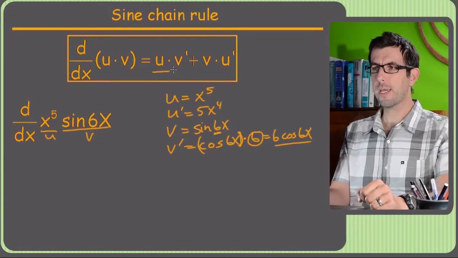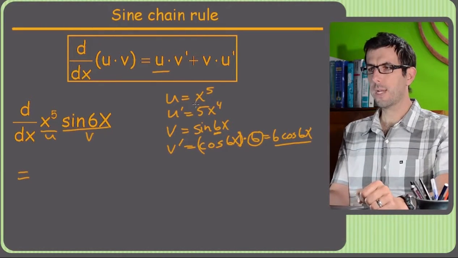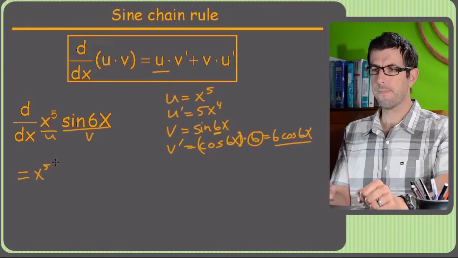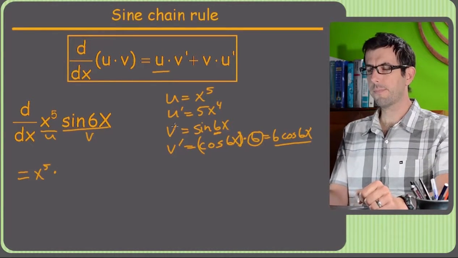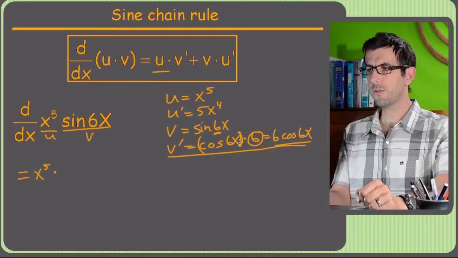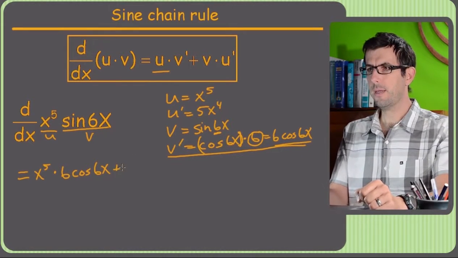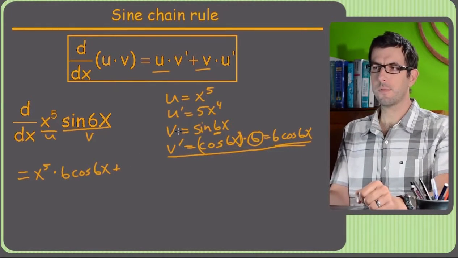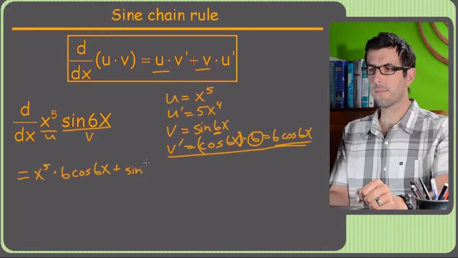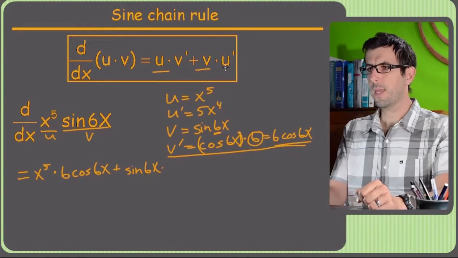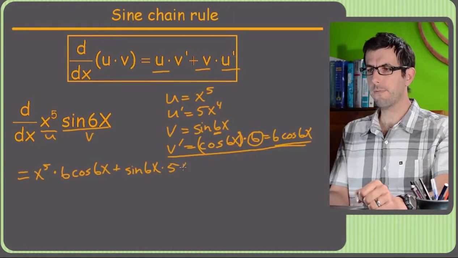All right, so once again, just plug in u. What was right here? X to the 5th times v prime. Well, that was the messy one. So 6 cosine 6x. And then we're going to add v, which is sine 6x, and u prime, 5x to the 4th.